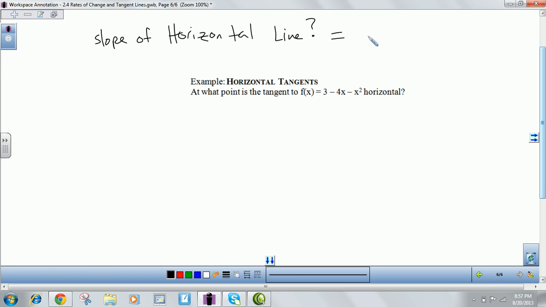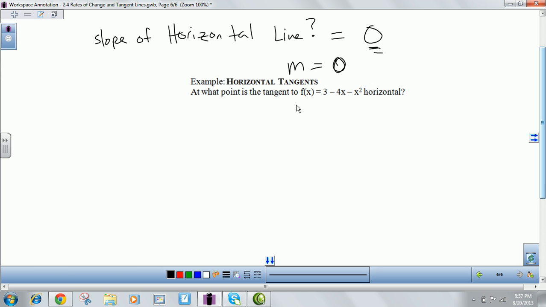Anybody? Anybody? 0. Good job. Slope of a horizontal line. Okay, so that's where the slope is equal to 0. So basically what you're going to figure out is you don't have a point. That's the problem. You don't know the x value at where this is horizontal.